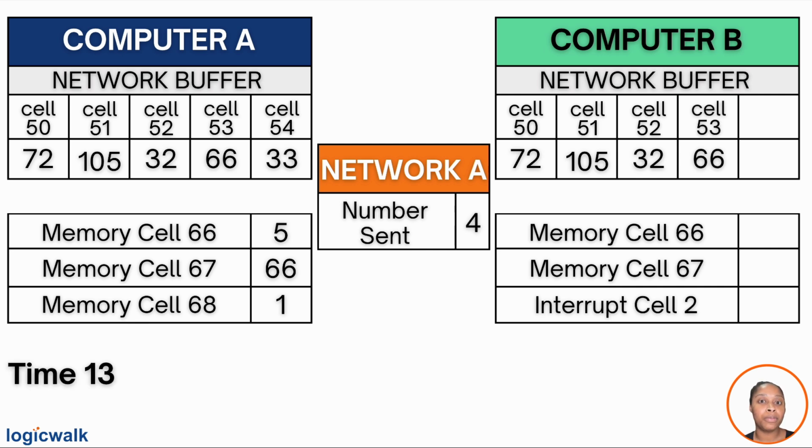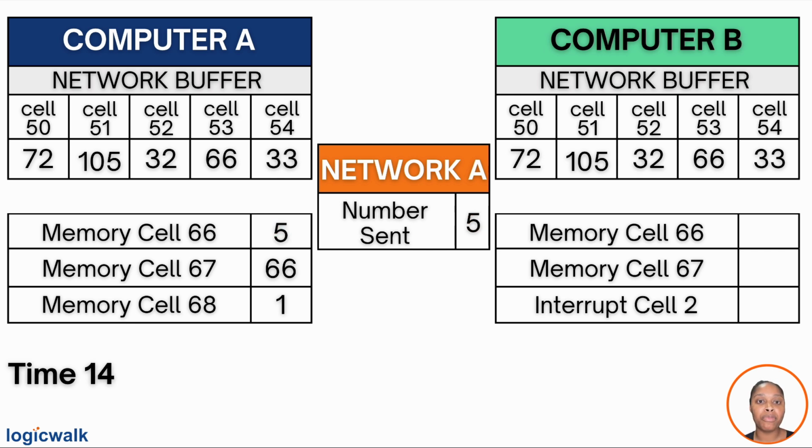At time 13, computer A's state is unchanged. Network A's number sent has reached 5. Computer B is still at program counter 0 and has just received the final value, 33, the ASCII code for the exclamation point in memory cell 54. Now that number sent equals the data size, network A has finished transferring all the data.